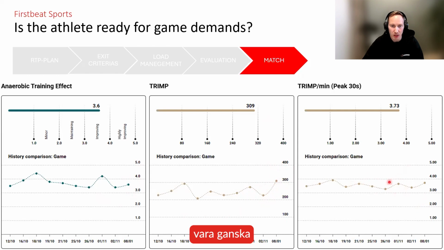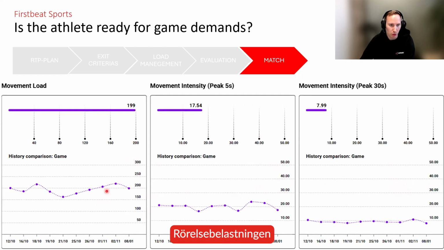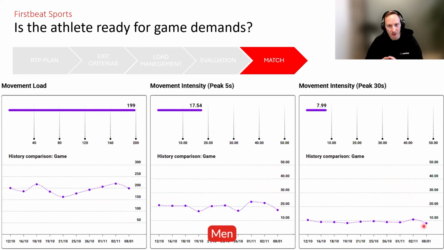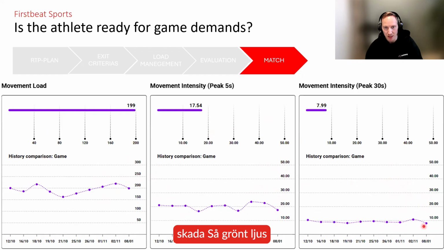Intensity seems to be quite the same, or internal intensity seems to be quite the same. Movement load, quite on the same level. Movement intensity peak, a bit lower, maybe not that optimal, but quite on the same level as pre-injury. So green light again, the player can still continue to play.